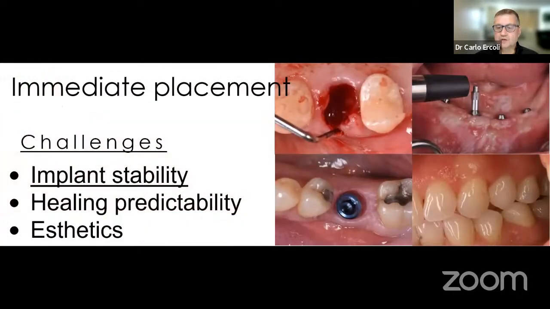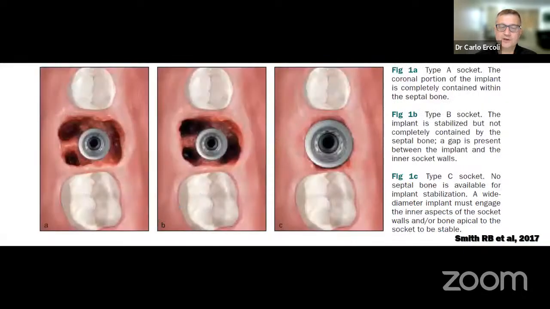So if you look at an immediate placement in the posterior area, one may wonder, what are the challenges? And of course, the challenges are mostly related to implant stability. We have a large socket. We need to place an implant, and we need to make sure that we achieve primary stability. So how do we do that? The question now becomes, do we have enough bone to actually stabilize that implant?